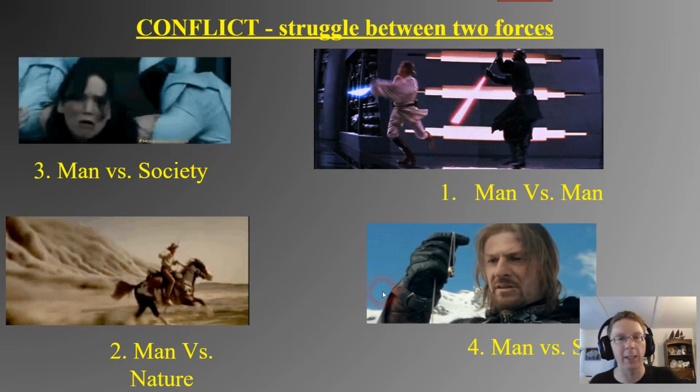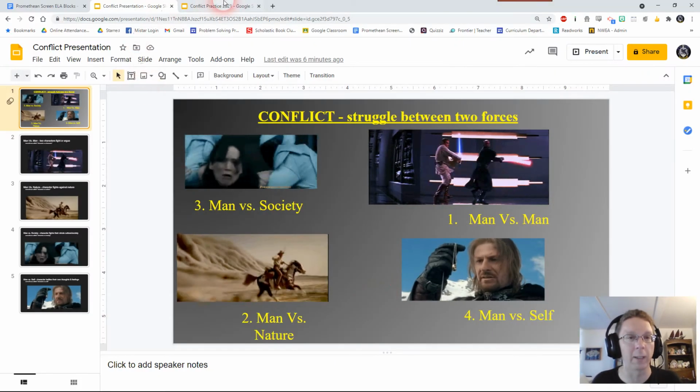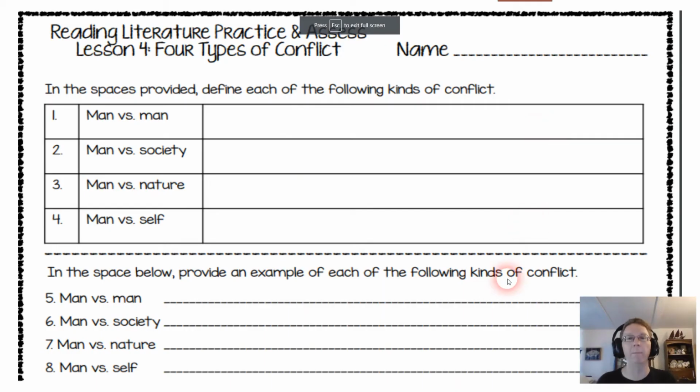Those are the four. Why don't we take a look at the assignment that you're going to be assigned, and it's going to look like this. This is the conflict practice sheet for this year. Let me open it up nice and big. You can type on this document. So it's really just like an assignment that I might give you if you were in my classroom. You'd do it on paper maybe. Name goes up here. It says, in the spaces provided, define each of the following. So tell me what man versus man is. Tell me what man versus society and nature and self mean. You write those definitions over here.